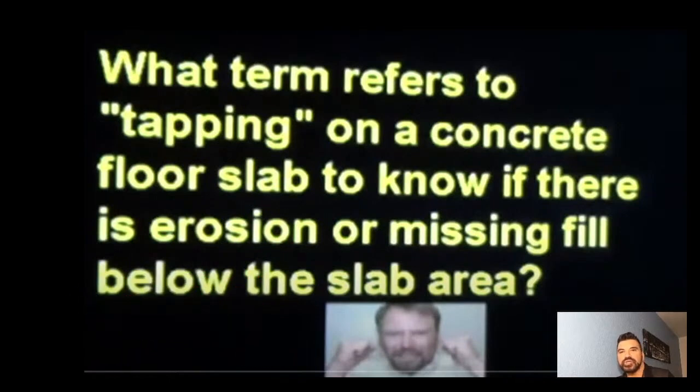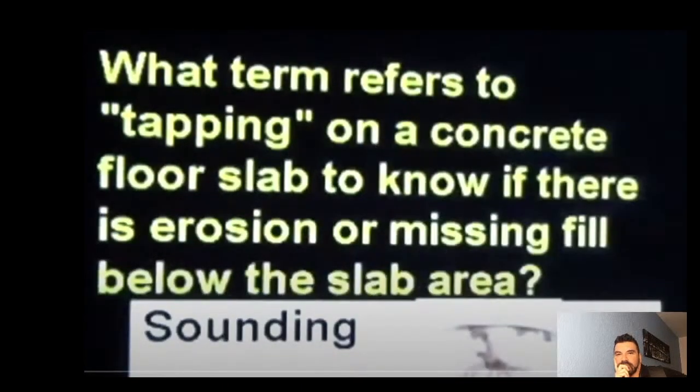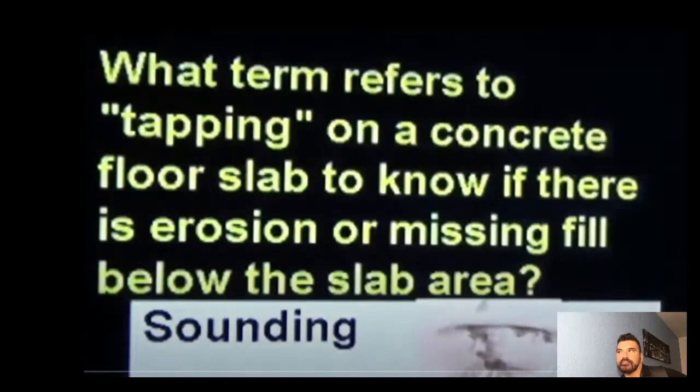So your first question is, what term refers to tapping on a concrete floor slab to know if there is erosion or missing fill below the slab area? Sounding is on page 272 in your book. The answer is sounding. Let's look at the next question.